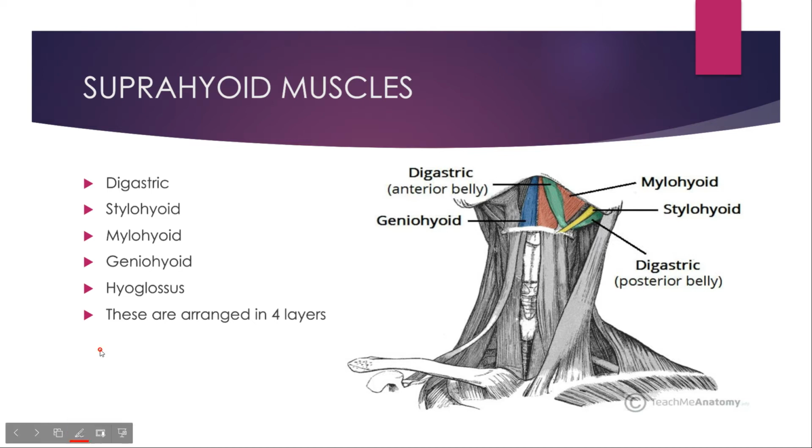The first layer consists of digastric and stylohyoid, the second layer consists of mylohyoid, the third layer consists of geniohyoid and hyoglossus, and the fourth layer is formed by the genioglossus muscle. So these are arranged in 4 layers.